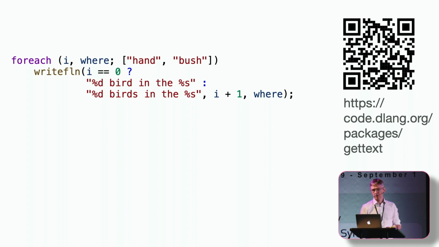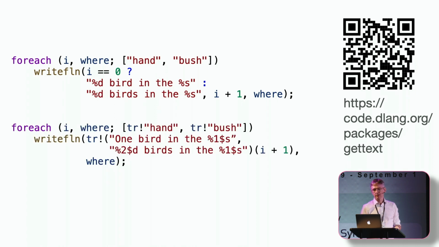Each iteration does a formatted write line, differentiated for plurality, where i+1 replaces %d and where replaces %s. So if you execute this, you get 1 bird in the hand and then 2 birds in the bush. So here the first placeholder, %d, is what corresponds with the plurality. And we can internationalize this like so.